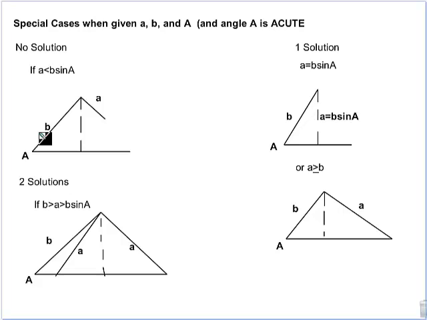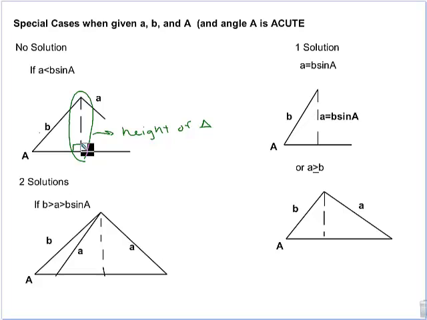Now what we need to know here is something about this height. This dashed line represents the height of the triangle. And what can you tell me about heights of the triangle? What angle do they always form? They always form a 90. So this is a 90 right here.